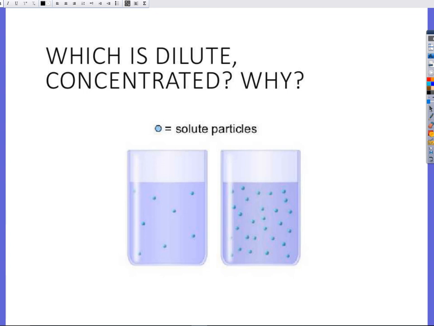The difference between a dilute solution and a concentrated solution is dilute should have a low number of solutes and concentrated should have high. So you look at the pictures, the one on the left has the least amount of solute, that would be dilute. The one on the right has the most amount of solute, so that would be concentrated.